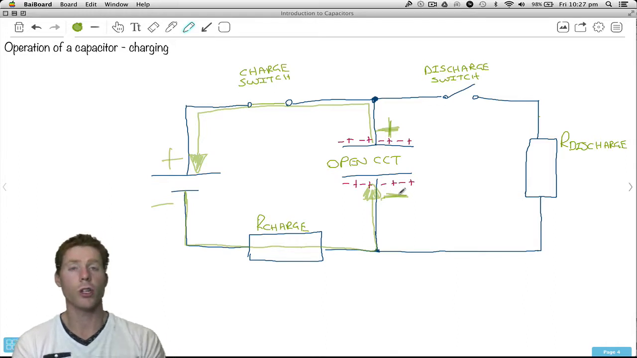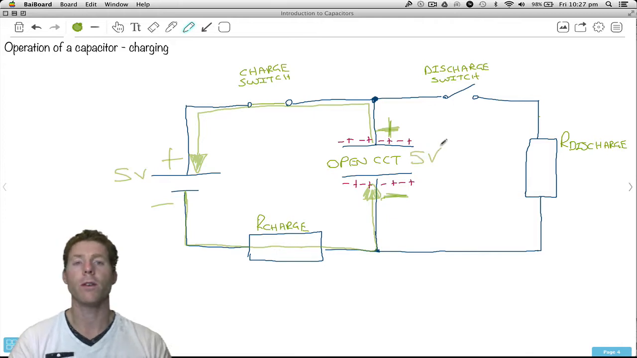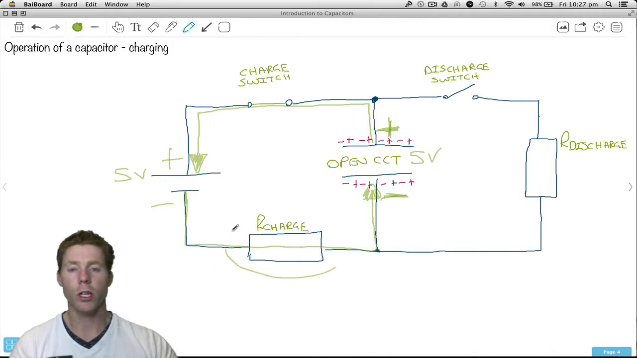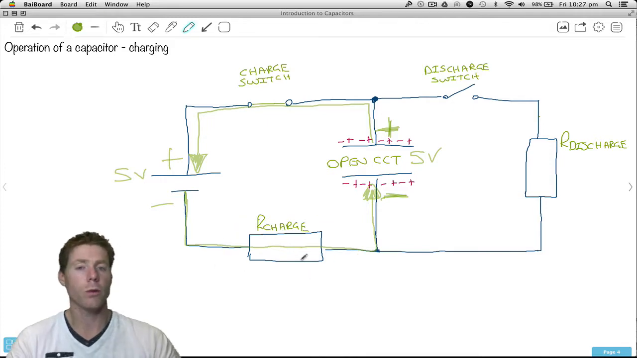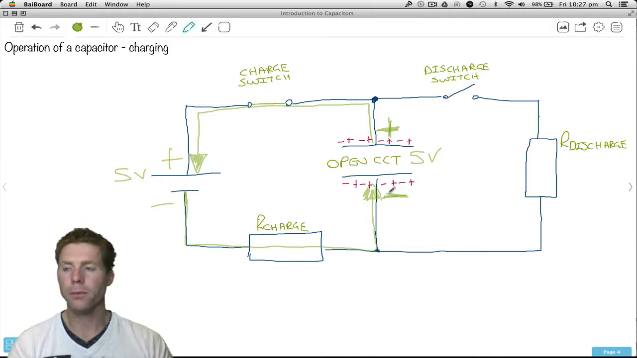And eventually it'll charge up to the full power supply voltage. If this was 5 volts, this will charge up to 5 volts. We can slow down the rate at which it charges by just changing this resistor. Increase that resistor, you slow down the current, it takes longer for this thing to charge up. If you don't have a resistor there at all, it'll charge really quickly.